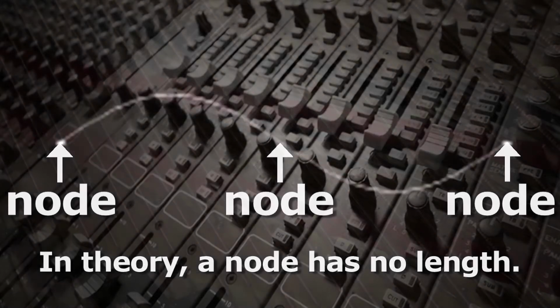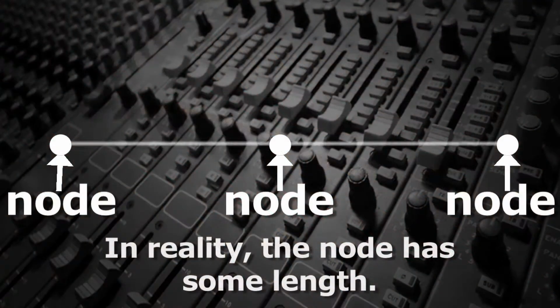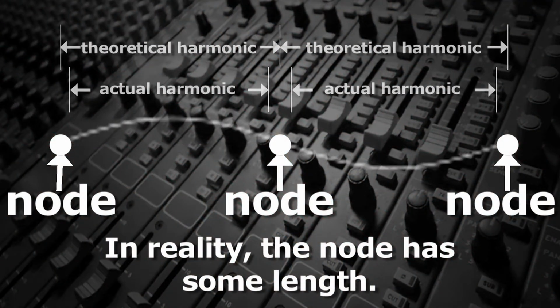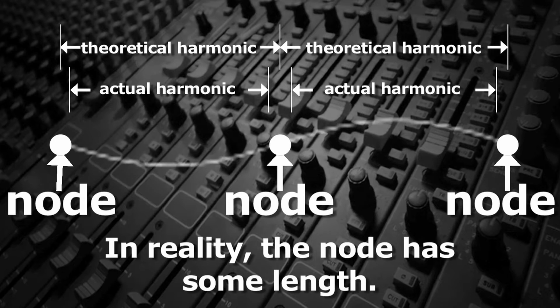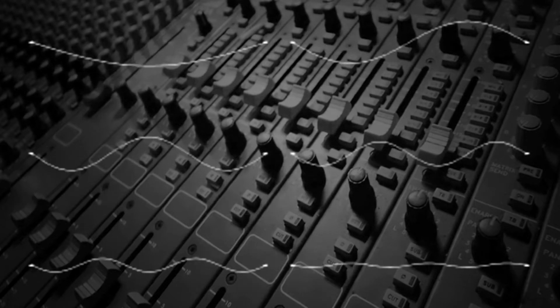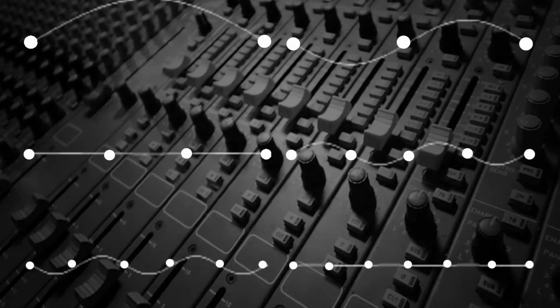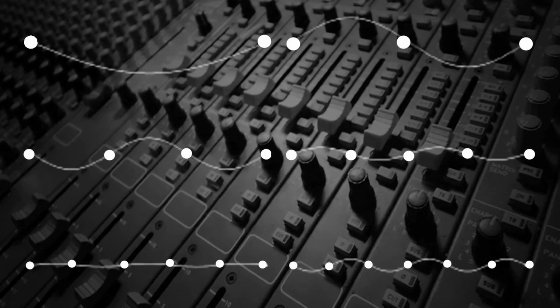However, since steel has some rigidity, the node point also has some dimension. The result is that these nodes actually shorten the string length of the partials and cause them to be sharper than the ideal harmonic pitch. With each higher harmonic, the number of nodes increases and the string length of the partial is shortened even more from the ideal length, resulting in an even sharper pitch.